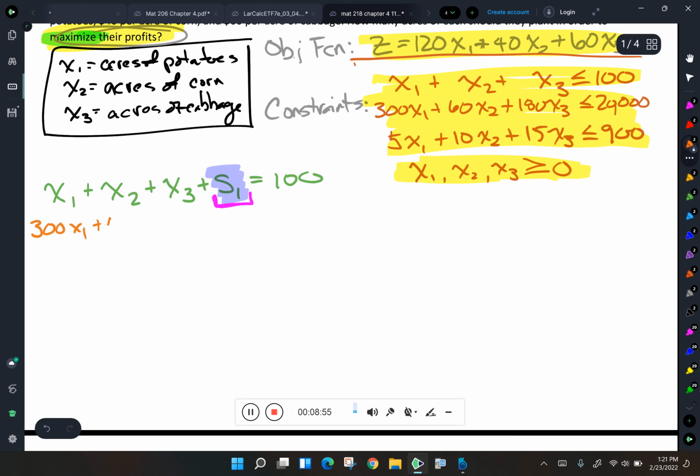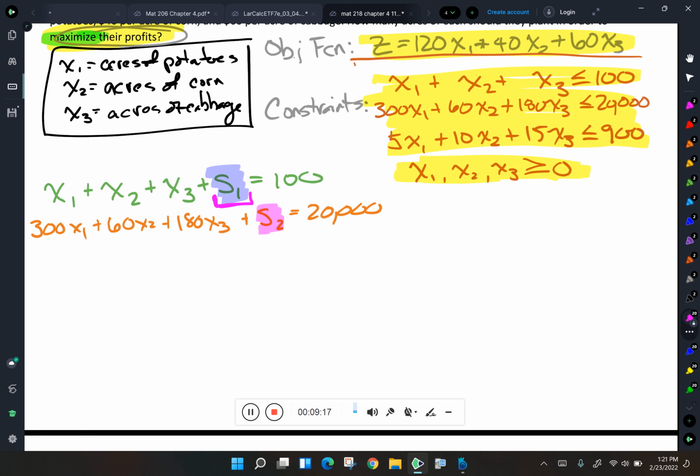300x1 plus 60x2 plus 180x3 plus s2 equals 20,000. So now what that's saying is that slack 2, the second slack variable, will take up any extra money we have that we didn't spend raising crops. So I don't know what the final answer to this problem is, but if it works out that we have extra money that we didn't spend, that's what s2, or slack 2, would represent.